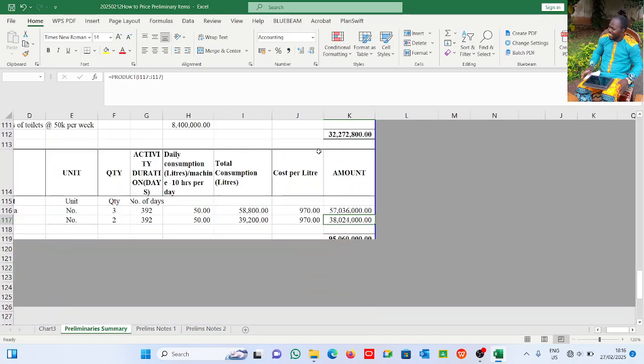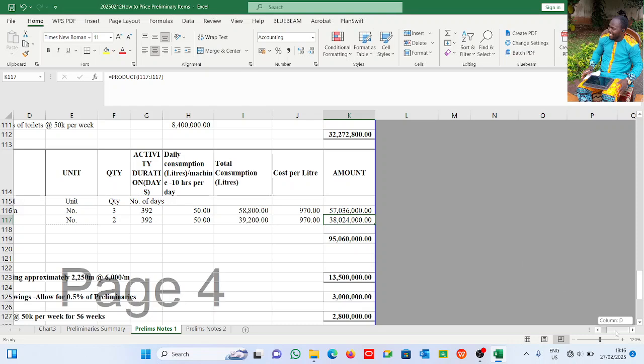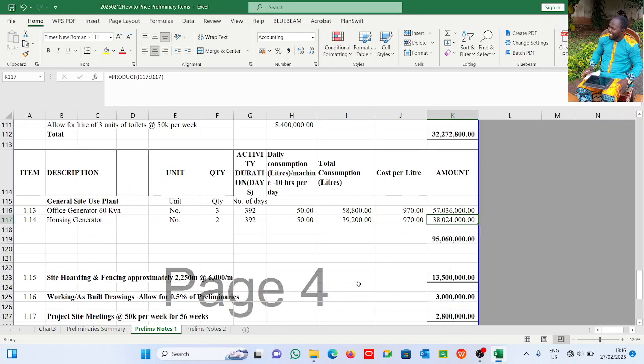Generators. Now definitely you're going to be needing lighting on your site, and also where your workers live, maybe the professionals or the labor, they will also be needing light. So you need to account for that also. Now generators for site use. The office generator 60 kVA, then you have the housing generator, maybe a 50 kVA or a 30 kVA as the case may be.